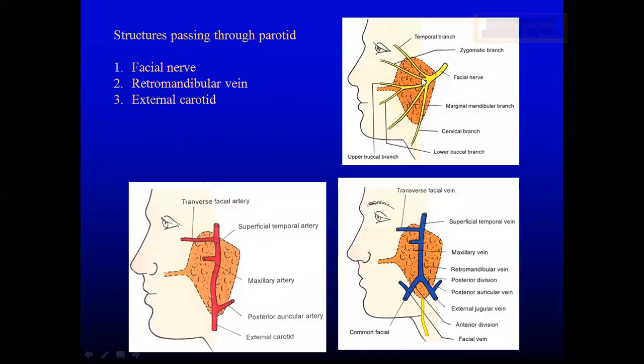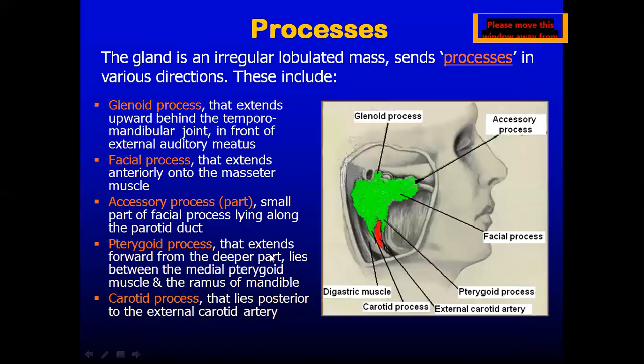Now structures passing, see these are the pictures which are given in Chaurasia, Vishram Singh. So you can see facial nerve is passing. You can see the formation of retromandibular vein. We can see the branches of external carotid artery. Okay. There are certain processes also which are projections from the parotid gland. If it is moving towards glenoid, like upwards, you call it as glenoidal process. Anteriorly, we have facial process, we have accessory process, we have pterygoid process, we also have carotid process.